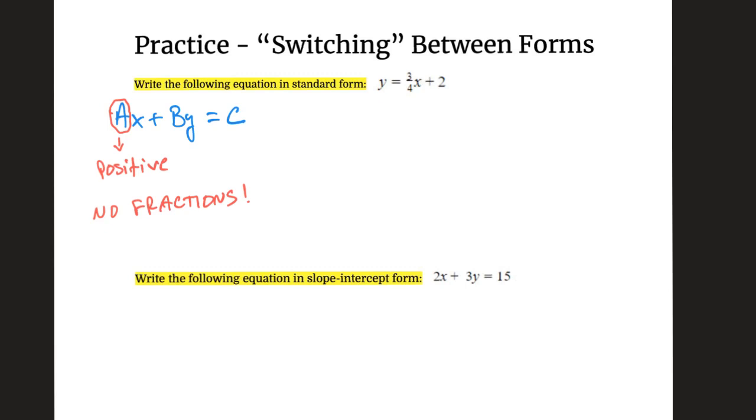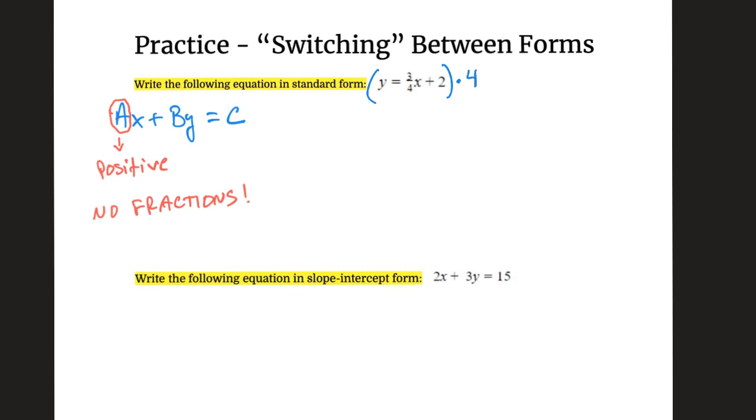Anyway, let's take a look at our equation. We have y equals 3/4 x plus 2. We said we don't want any fractions, right? Well, right now I do see a fraction. So how are we going to get rid of that fraction? Well, we're going to multiply the whole equation by our denominator of 4.